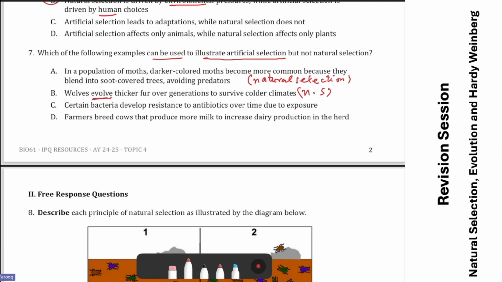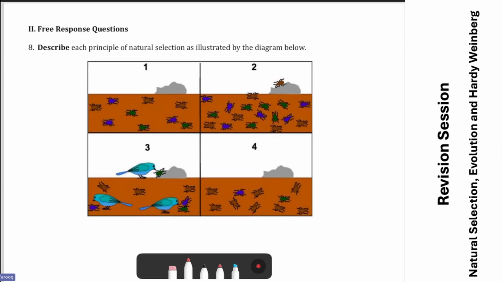Certain bacteria develop resistance. Again, this is an example of natural selection. Farmers breed. Farmer. Now comes the human. Okay, now comes human, and it becomes an example of artificial selection. So that's the answer. This is how you use your knowledge and you apply it to answer the questions.